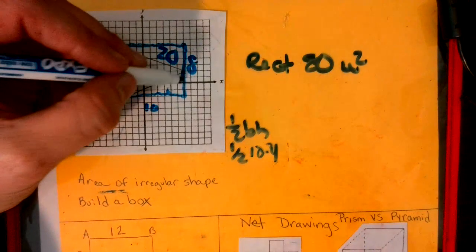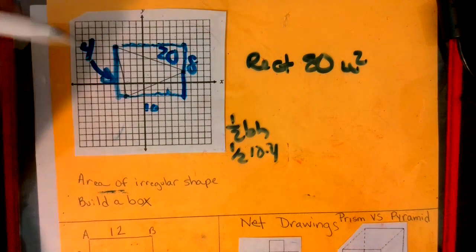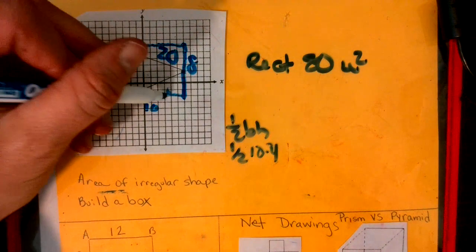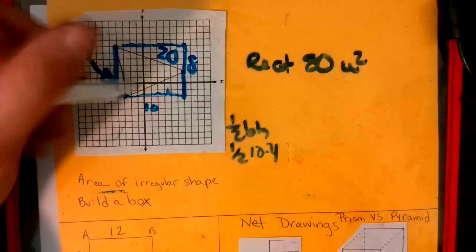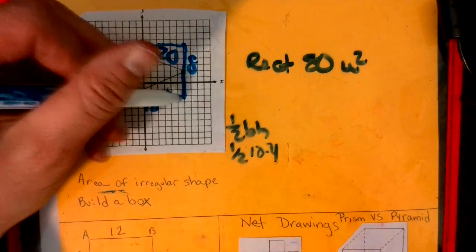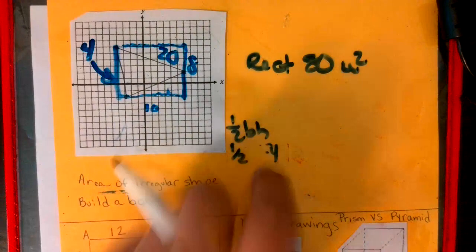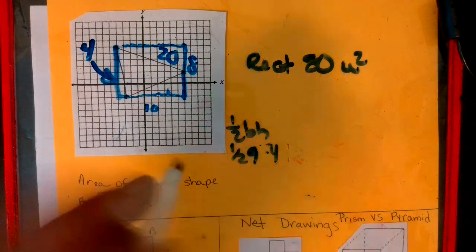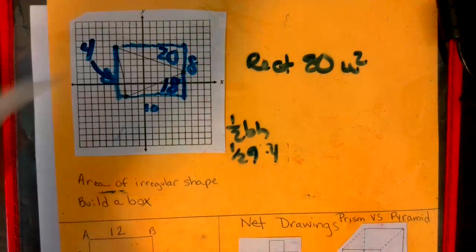This is a 4 by 9. So this is a 4 by 9. So this base of 9, 4. 9 times 4 is 36. Half of 36 is 18.